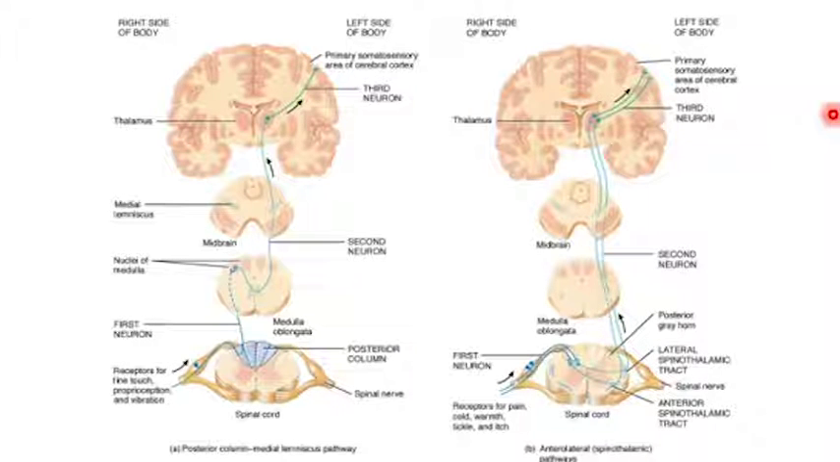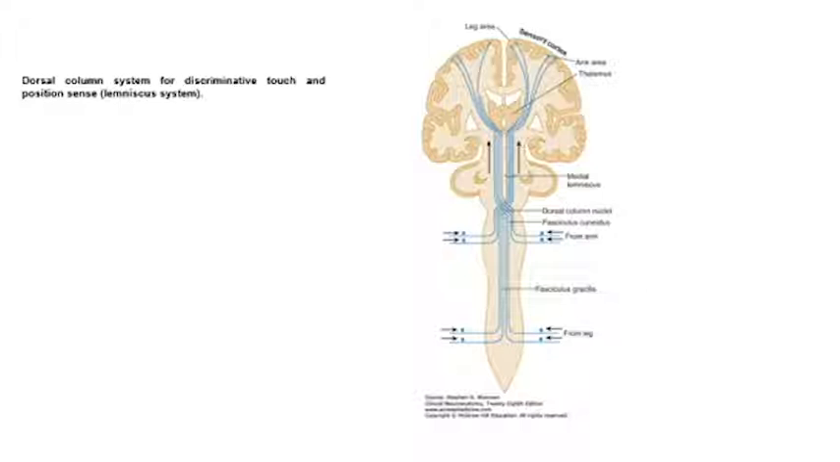Ipsilateral loss of proprioception and vibration, and contralateral loss of pain and temperature. And finally, we have the dorsal column system, which mediates discriminative touch and position sense, as opposed to the spinothalamic tract, which is non-discriminative.